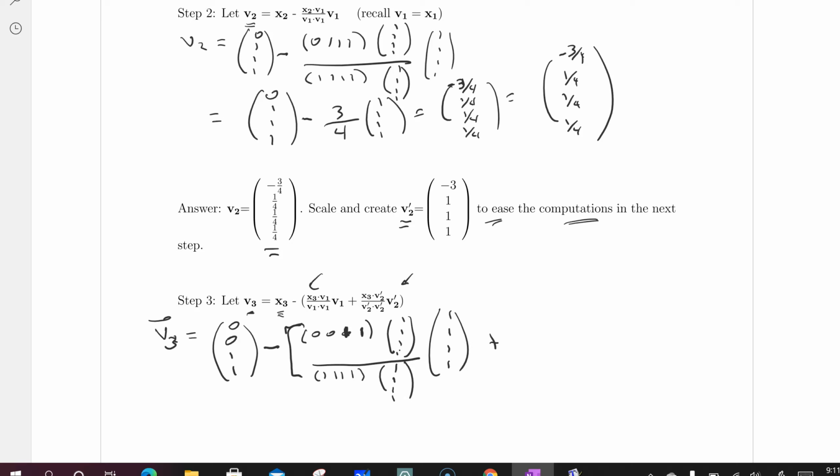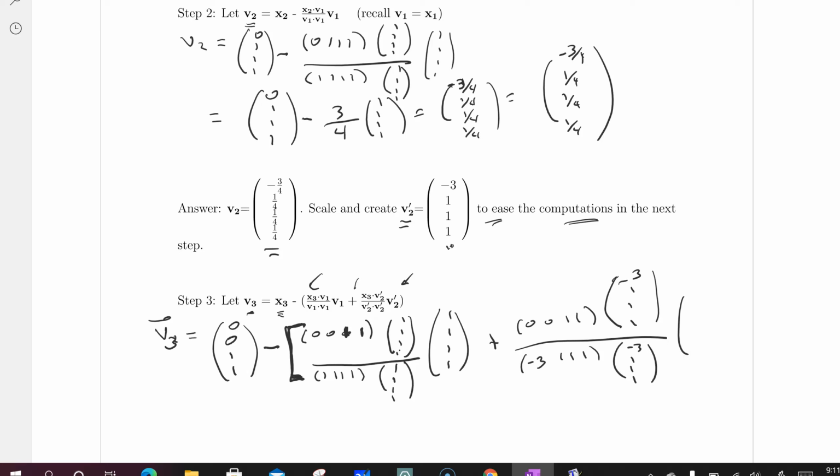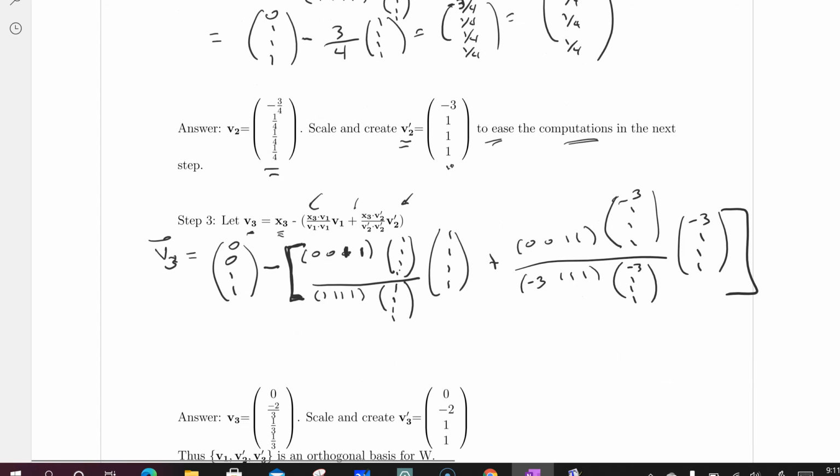Plus the X3, which is (0, 0, 1, 1), dotted with my V2 prime, this new vector here. And then on the denominator, I'll be taking the dot product of my V2 prime with itself, and then multiplying that times my V2 prime. That's all in the parentheses there.